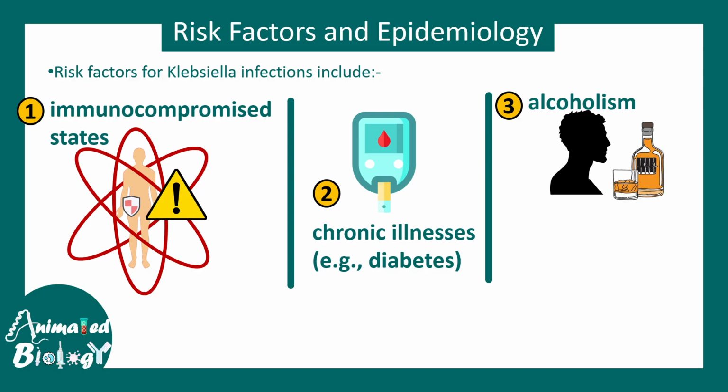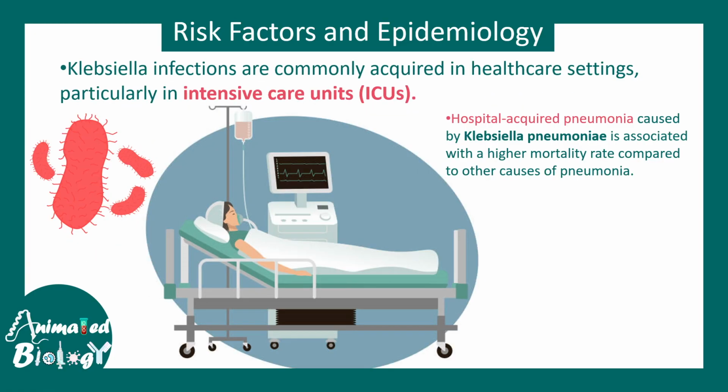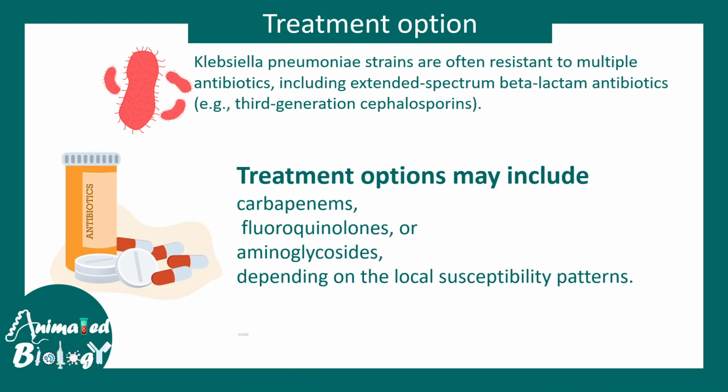Risk factors and epidemiology include immunocompromised states. So individuals who are immunocompromised are more susceptible to this infection. People who have diabetes and alcoholism, studies show that they are more susceptible to Klebsiella infection. Then let's talk about the risk factors. Klebsiella infections are commonly found in ICUs because ICUs are a highly aerobic situation, and that's very good for these bacteria to grow. That's why people might have hospital-acquired pneumonia, which is caused by Klebsiella pneumoniae.